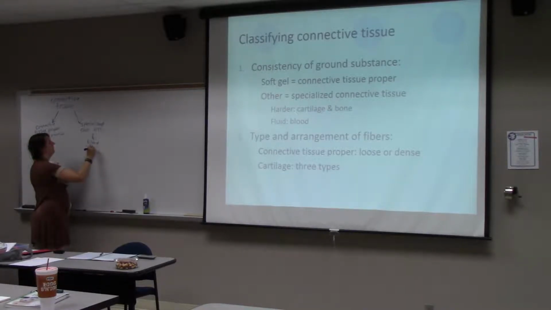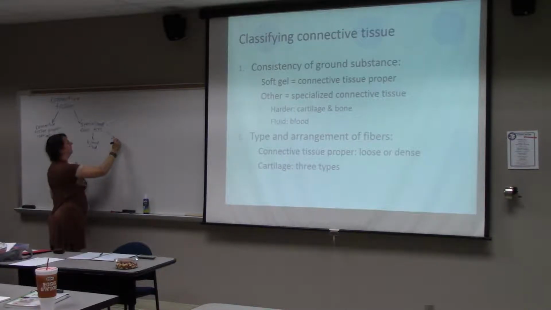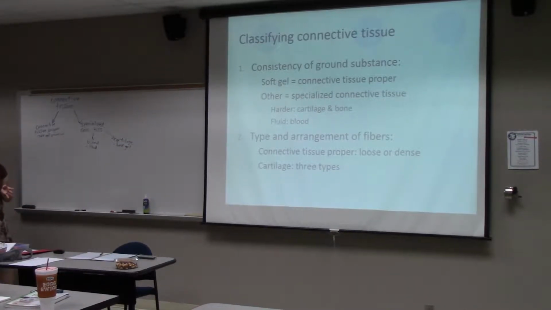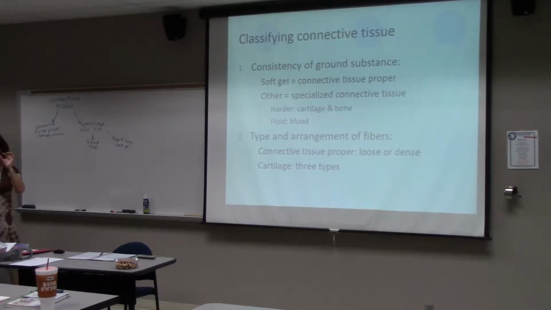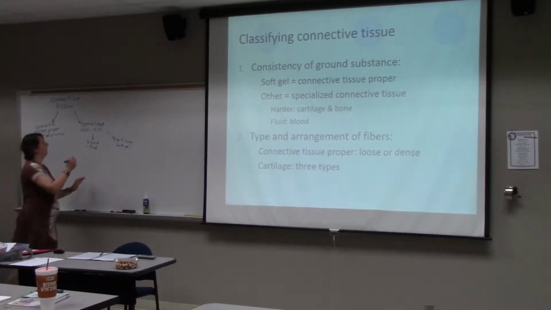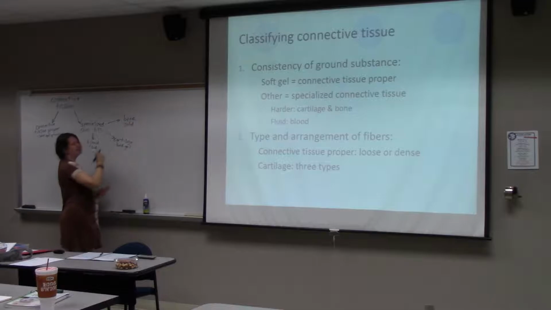There's blood, which has a fluid. Cartilage, which has a hard gel. So think of the difference between standard Jell-O and the jigglers, where it's more going to hold its shape. And then bone is fully solid.